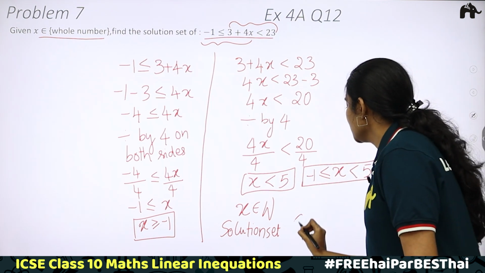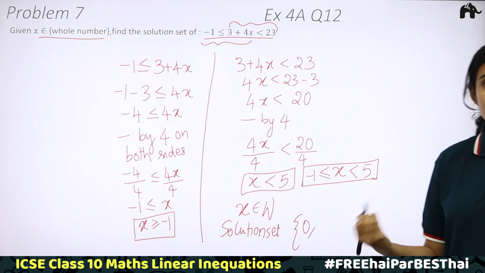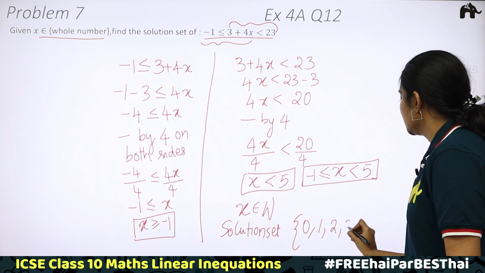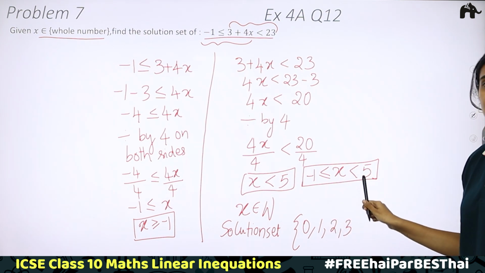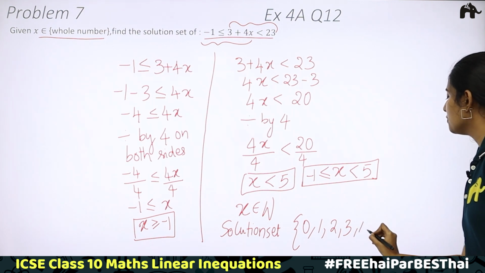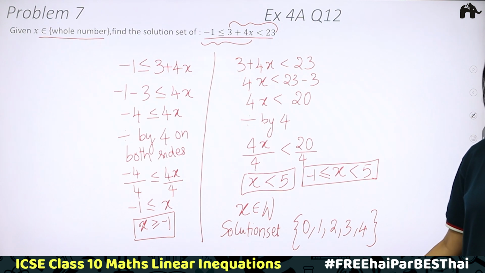So the solution set includes 0. Then the next whole numbers 1, 2, 3. x should be less than 5. We cannot include 5. Up to 4. So this is our solution set. Very easy question, right? Yes.